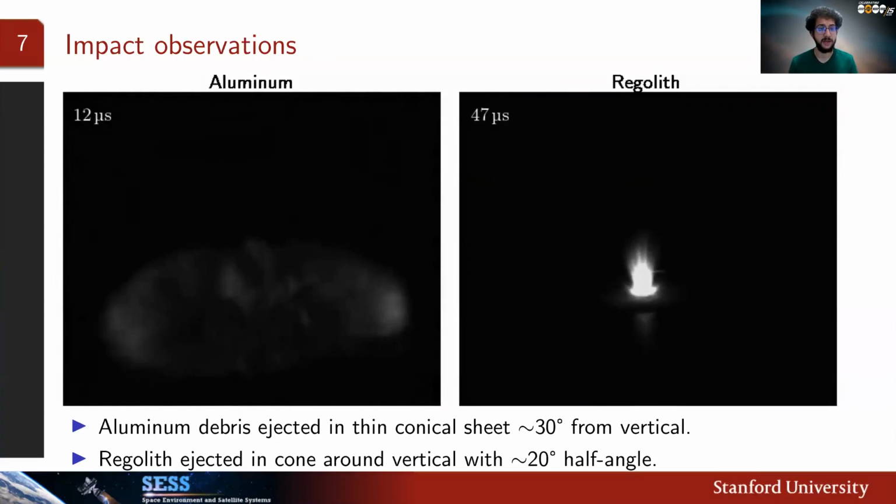Pausing the video where the debris plume is visible, we can also see that they have very different structures. The regolith debris are ejected in a vertical cone with approximately a 20-degree half angle, while aluminum debris are concentrated in a thin conical sheet located about 30 degrees from the vertical.